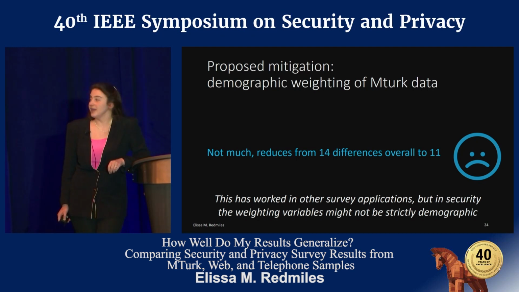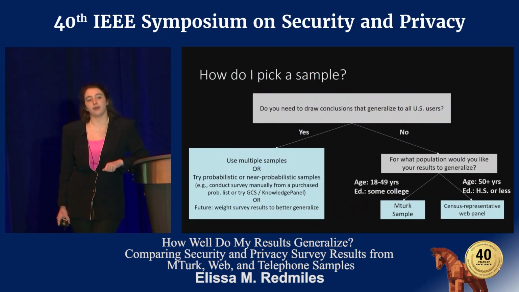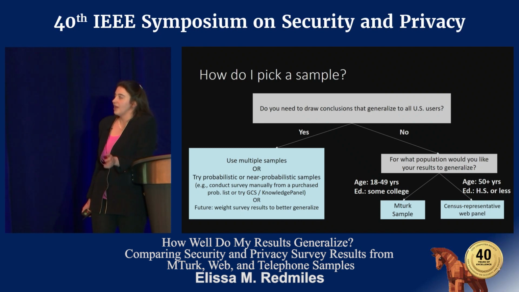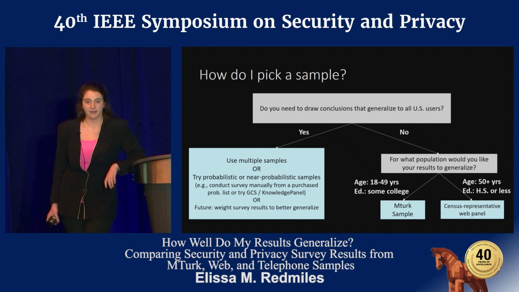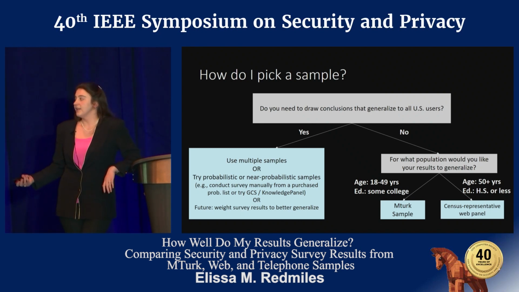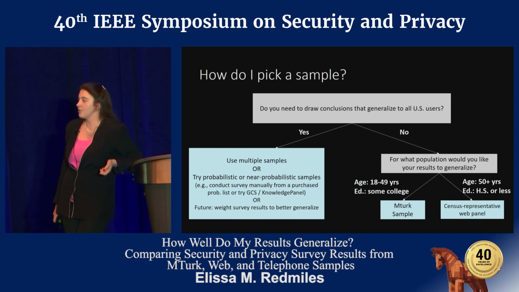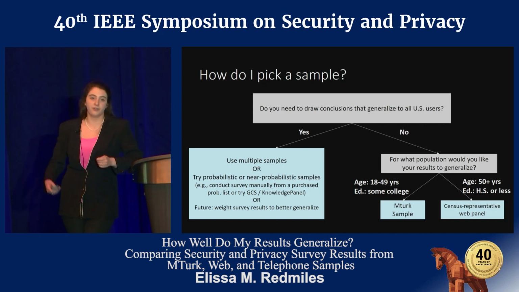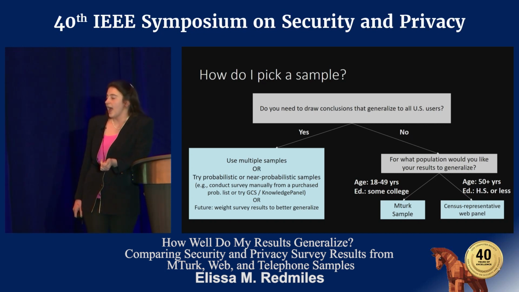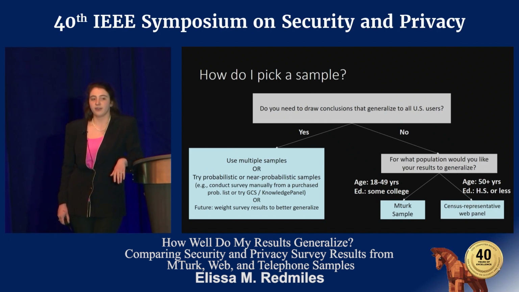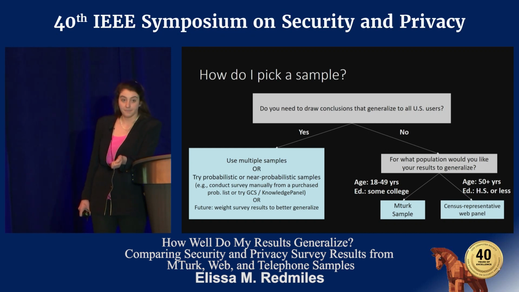So what does this mean in terms of how you actually go about picking a sample for your survey? If you need to generalize to everybody in the United States, then you basically need to use a combination of samples. You need to pay for one of these probabilistic or nearly probabilistic kinds of samples, or we need to do some additional statistical work to see if we can come up with better weighting variables that we can use to correct Mechanical Turk, especially for those over the age of 50.